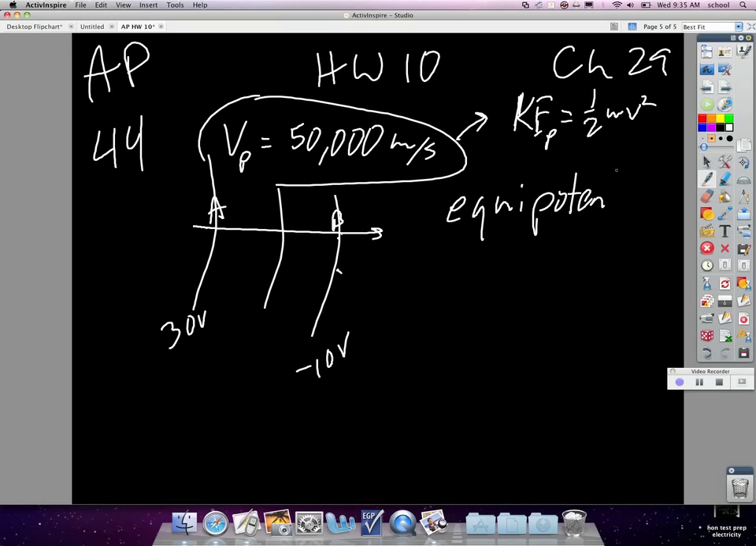Those are equipotential lines. These are equestrian lines. Come on. Isn't it obvious? The horse jumps over this one, then it jumps over that one.